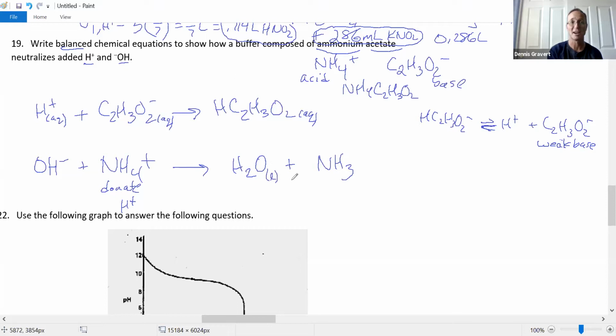The physical state of water in solution is a liquid. NH3 is aq, the ammonium ion. Your cations and anions are going to be aqueous. And we're done with number 19. Yay.